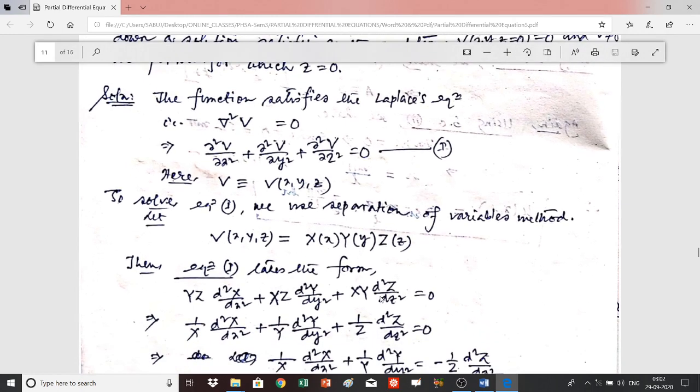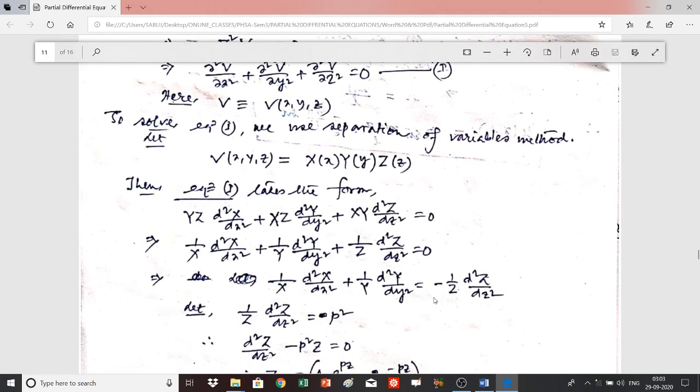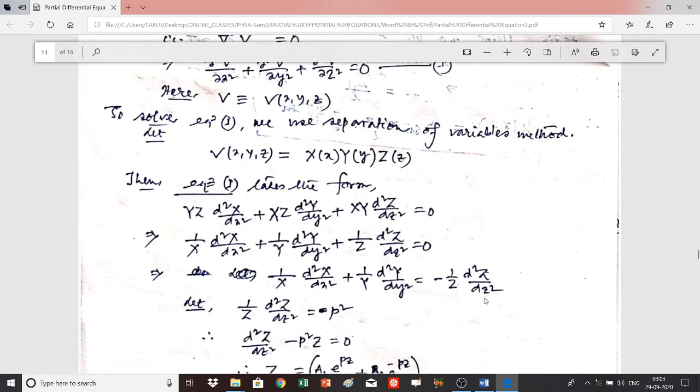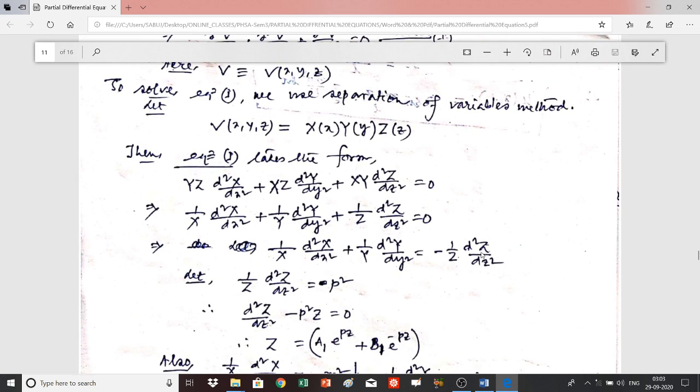Then in equation 1, just write the partial derivatives in this expression, and it will take the form YZ d²X/dx² + XZ d²Y/dy² + XY d²Z/dz² = 0. Now dividing both sides by XYZ, that will give you this, and from here you can write (1/X) d²X/dx² + (1/Y) d²Y/dy² = -(1/Z) d²Z/dz².